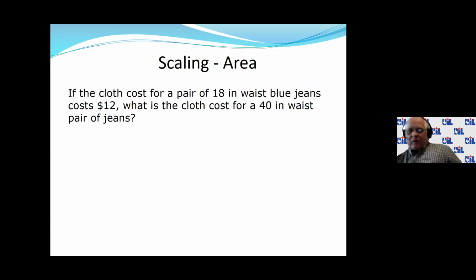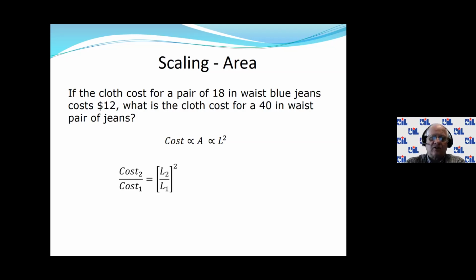I've got a few more problems here to talk about. Here's a scaling problem with area. If the cloth cost for a pair of 18-inch waist blue jeans is $12, what's the cloth cost for a 40-inch waist pair of jeans? In this case, I assume that the cost is proportional to the area because I'm assuming that the cloth has the same thickness, whether it's an 18-inch waist or a 40-inch waist. So the cost is proportional to the area, which is proportional to L squared.